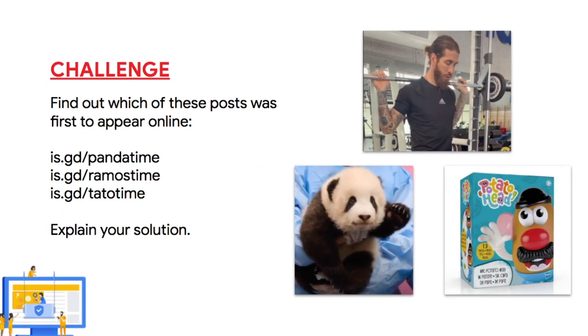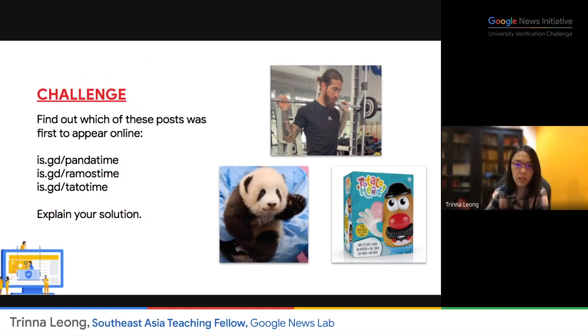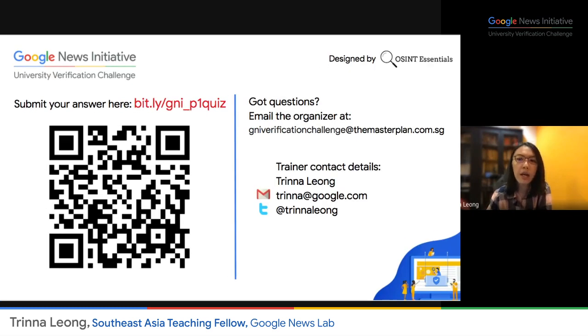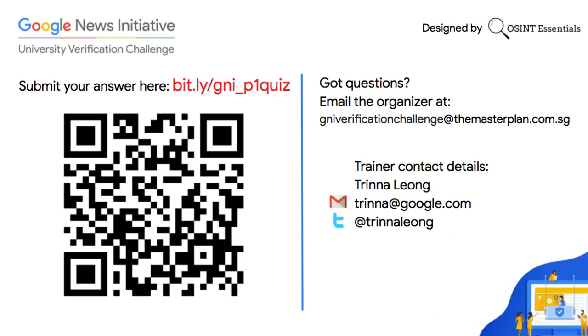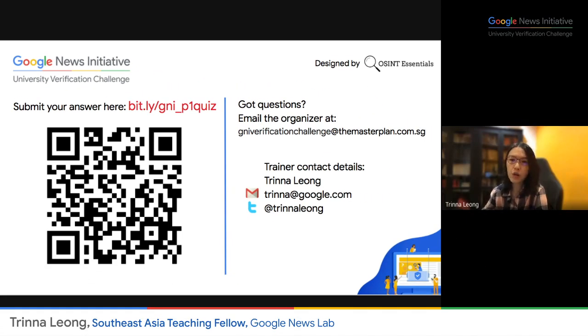Now, the challenge for today is to find out which of these posts was first to appear online. We have 3 social media posts. Just make sure you find out the exact time of upload and explain how you came to your solution. As usual, submit your answer at bit.ly/GNI_P1 quiz or scan the QR code. We'll explain the solution tomorrow.